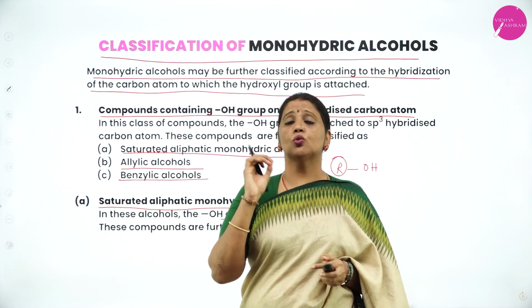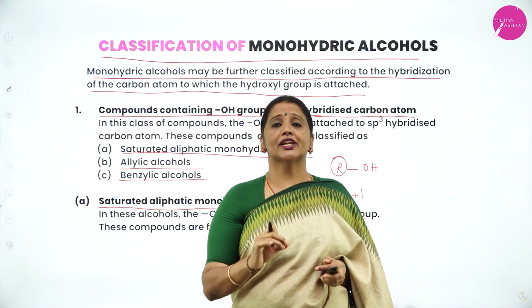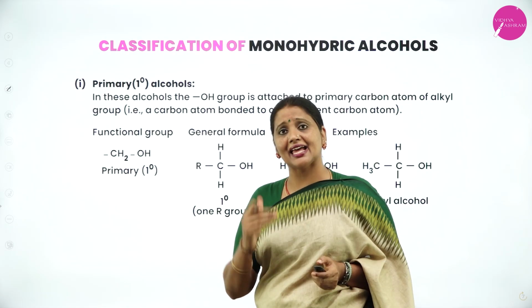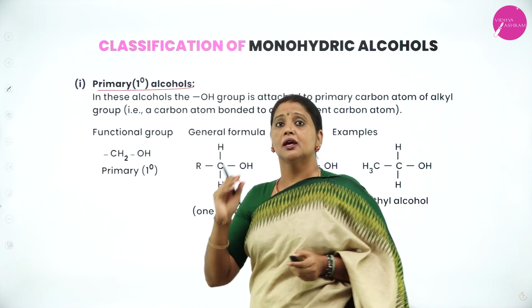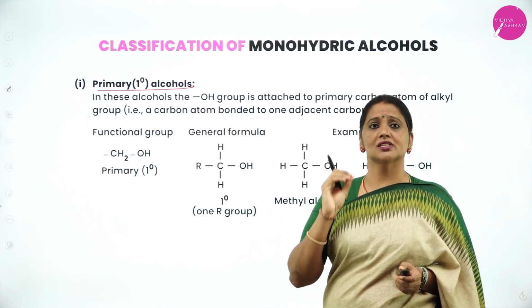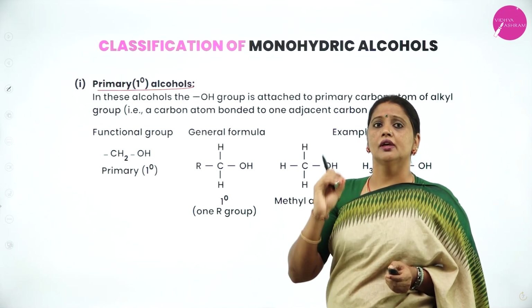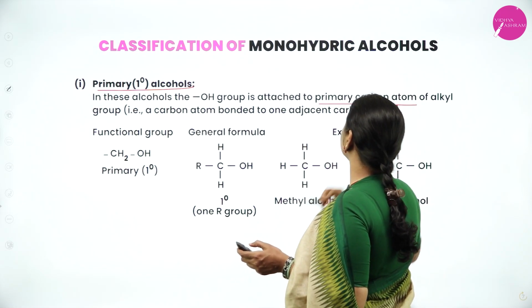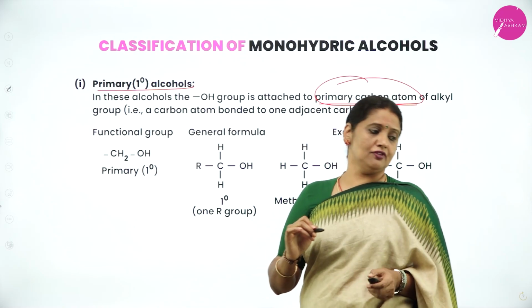If the OH group is attached to an alkyl group, then that is called a saturated aliphatic monohydric alcohol. This saturated aliphatic monohydric alcohol is further classified into three types: primary alcohols, secondary alcohols, as well as tertiary alcohols. What are primary alcohols? In this alcohol, the OH group is attached to the primary carbon atom of the alkyl group.